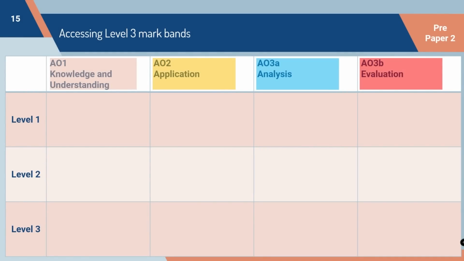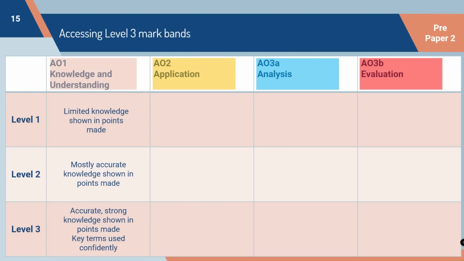And so what I've done is I've put together this table. I usually do it for different questions, but I figured with this one, because we've already done the papers, let's just remind you how to get these for the different skills, and then you can focus on the skills rather than specific questions. So for knowledge and understanding, level 1, if you've got limited knowledge shown in the points made, maybe your points aren't very accurate, maybe you've made general assertions. Level 2, mostly accurate points made, maybe you haven't used the key terms as effectively. Level 3, accurate, strong knowledge shown in the points you've made, key terms used confidently.